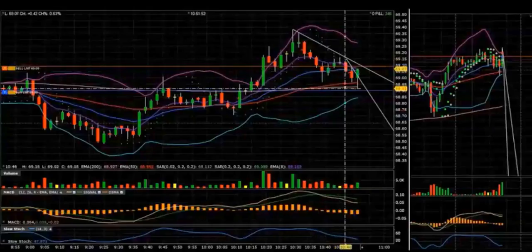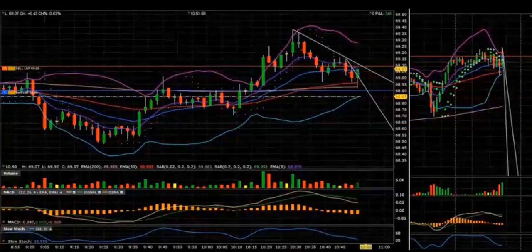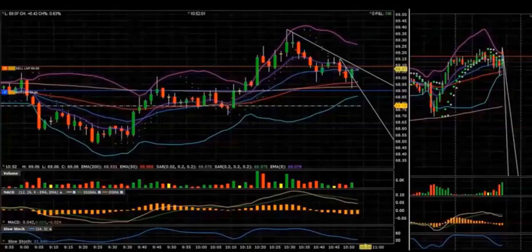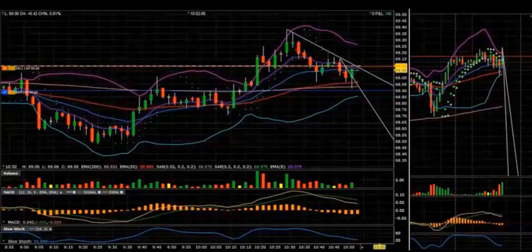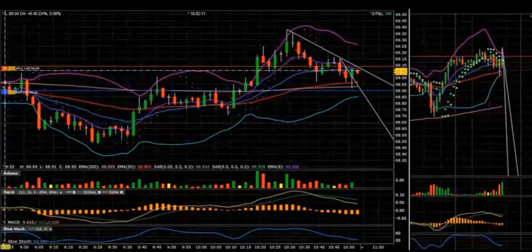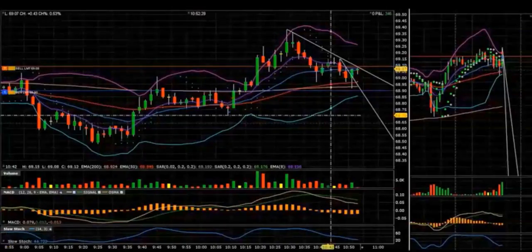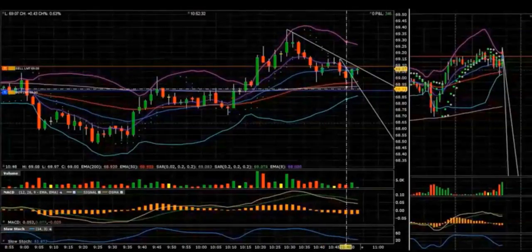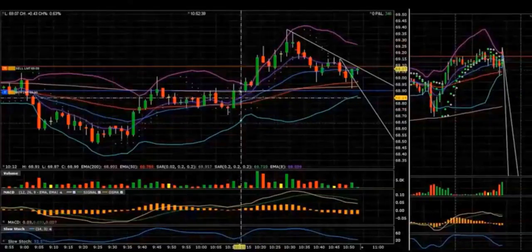Because it broke the inside trend line. This one being the inside trend line. Now we'll see what it does after this trend line. And it seems to be holding that trend line. So we have lower lows. I'm still biased toward the downside right now, where before I was biased toward the upside.